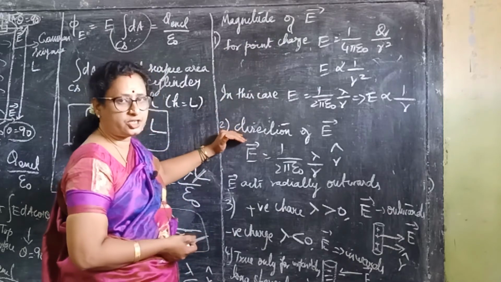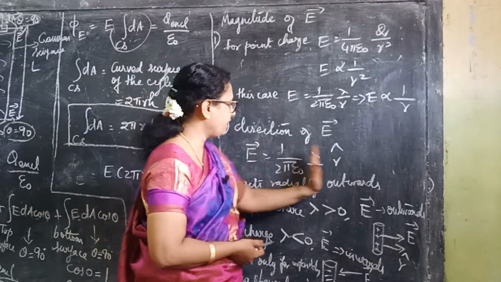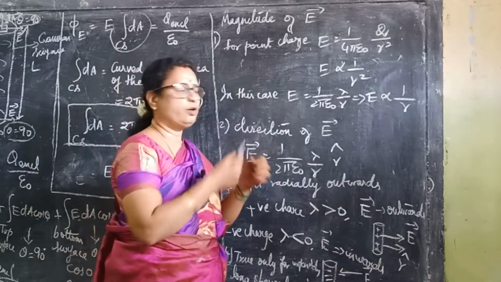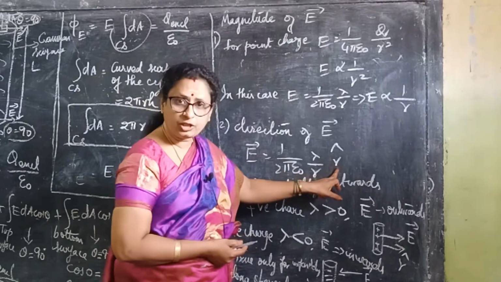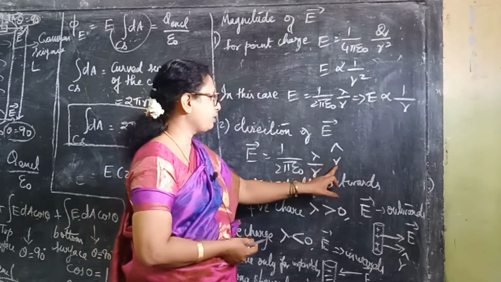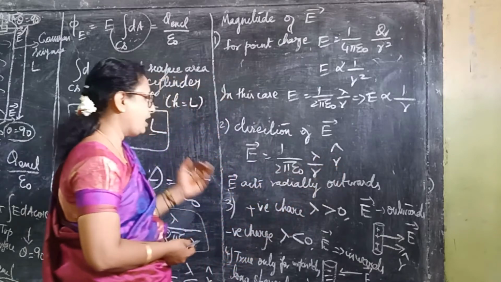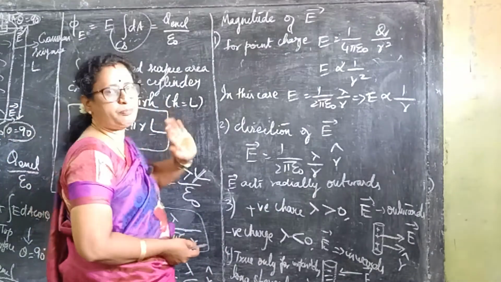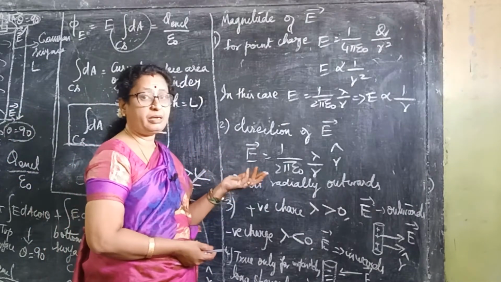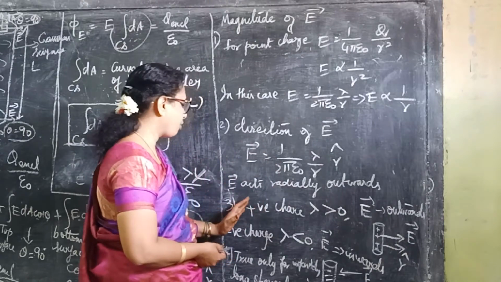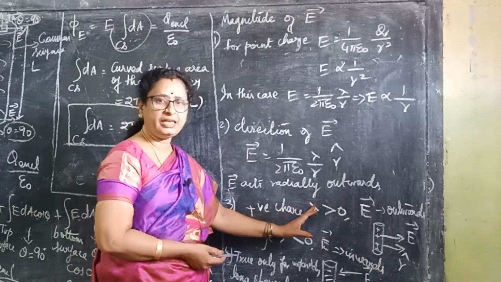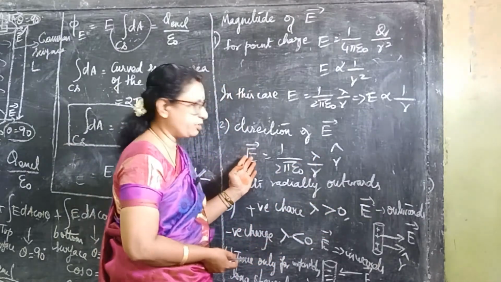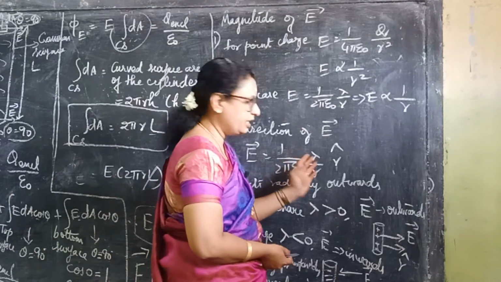Now, coming to the direction of E, we can understand it from this equation. Already we have mentioned that E will be acting radially outwards. It is perpendicular to the length of the wire, radially outwards. That is why we have mentioned R cap here. One more thing we have to see is that we have derived this taking only positive charge, but sometimes there may be negative charge also. For positive charge, lambda will be greater than 0. Lambda greater than 0 means E is going to be positive, and for positive charge, E will act outwards.